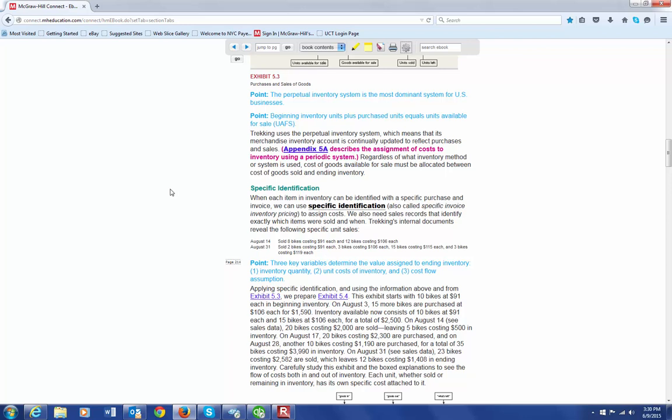And this is most often used in a situation where you have very unique, expensive items, such as luxury cars, where you don't only have one or two of a particular type of car, and you know very clearly which car it was you sold. So with specific identification, it's used when you can easily identify which of the items you sold.